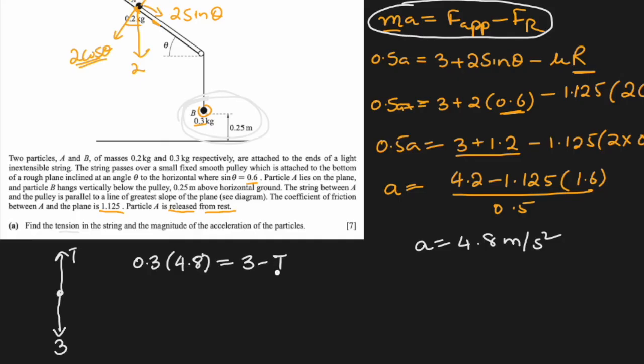Acceleration we just got 4.8 equals applied force, because it's going down, so 3 becomes applied force and tension becomes resistive force. So T will come this way, becomes positive, and this will go to the other side, 0.3 times 4.8 negative, which comes out to be 1.56 newtons. That's the tension in the string.